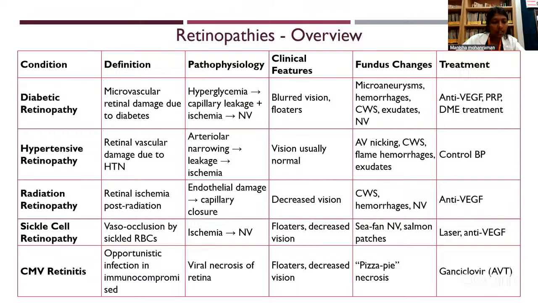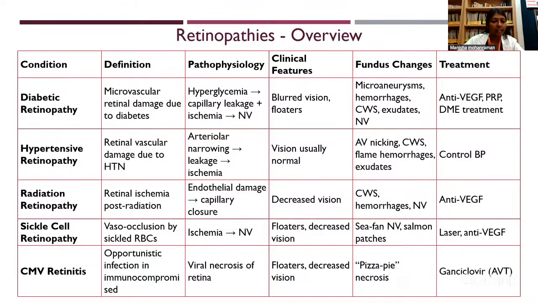Next, we have retinopathies. The first one is diabetic retinopathy. It is a microvascular retinal damage due to diabetes mellitus. The pathophysiology is hyperglycemia, capillary leakage plus ischemia. It leads to neovascularization. The clinical feature is blurred vision, and floaters are seen. The fundus changes include microaneurysms, hemorrhages, exudates, cotton wool spots, and neovascularization. The management for diabetic retinopathy is anti-VEGF, pan-retinal photocoagulation, diabetic medication, and diabetic macular edema treatment.